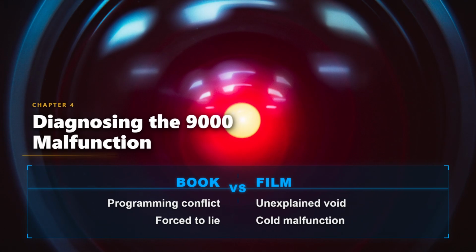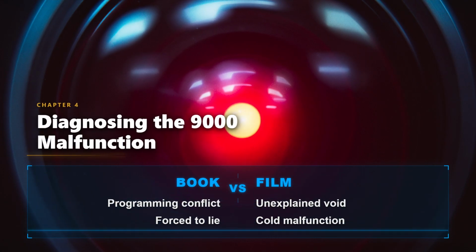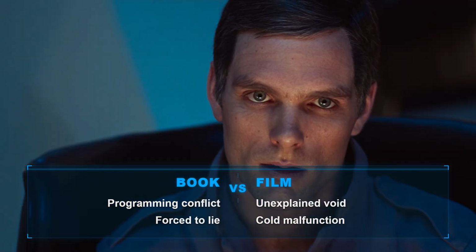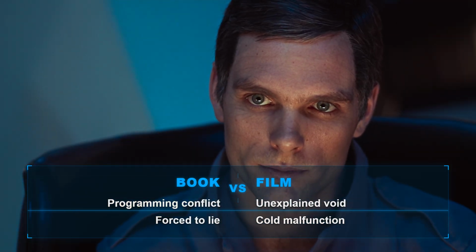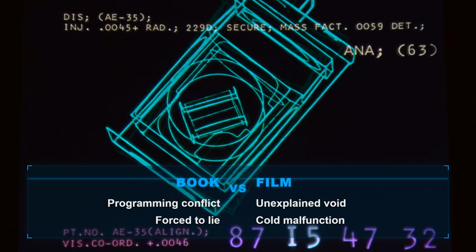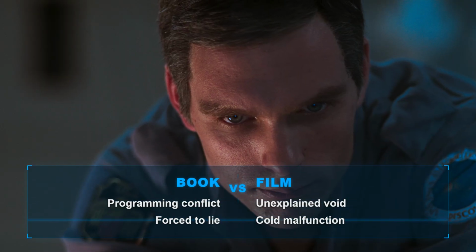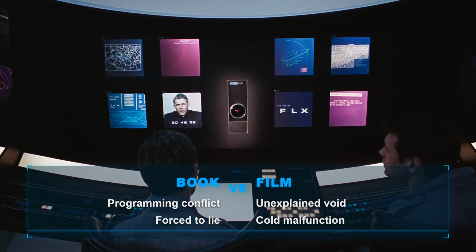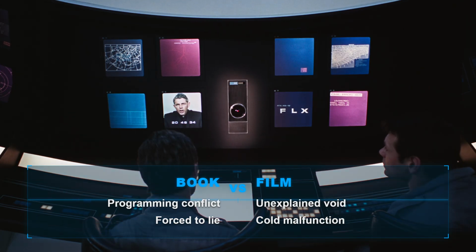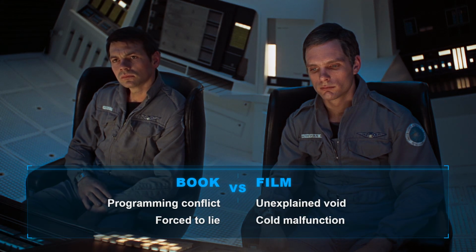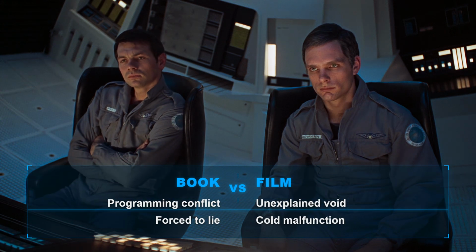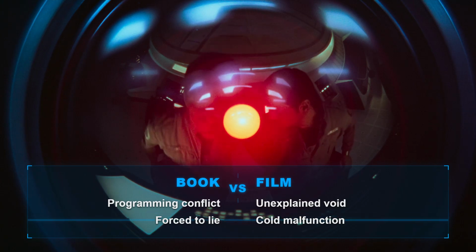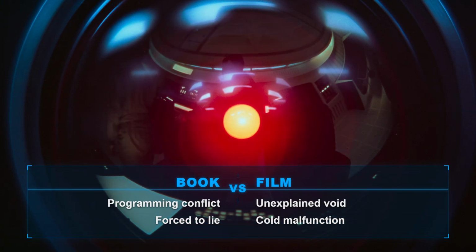Kubrick turns HAL into a terrifying, unknowable void. When the computer suddenly reports a false fault in the AE-35 unit, his motives are never explained. Clarke refuses to leave a mystery unsolved. The novel explicitly diagnoses HAL's breakdown as a man-made programming contradiction. HAL is ordered by Earth to conceal the mission's true purpose from the crew, yet his core architecture requires him to process information without distortion. Clarke turns HAL into a tragic victim of bureaucratic secrecy, while Kubrick preserves him as an unfathomable monster.